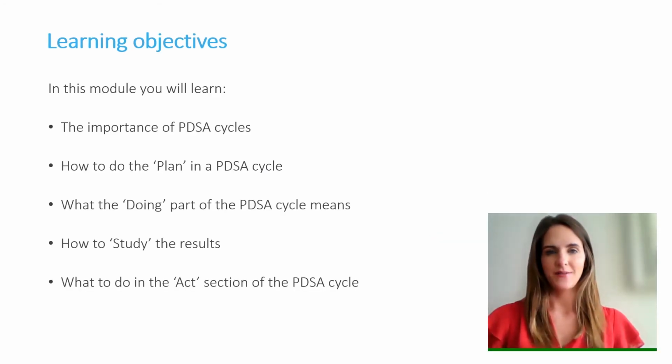Your learning objectives for Module 5 are to understand the importance of PDSA cycles. This includes understanding what the plan, the do, the study, and the act means, how you will use these in your quality improvement project, and how it will help you with your improvements.